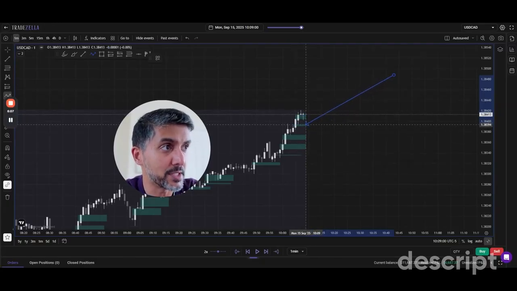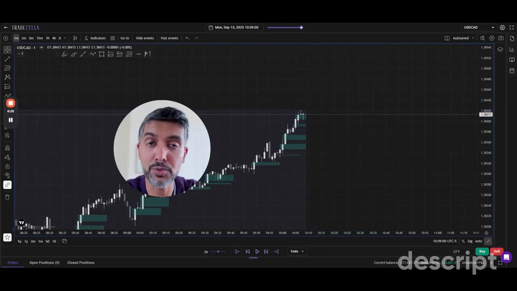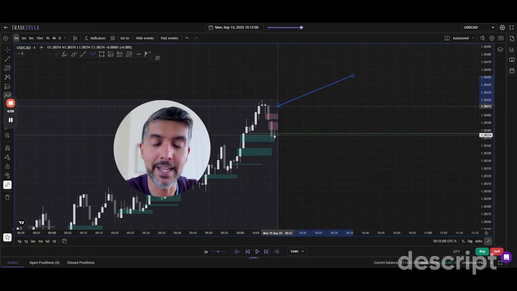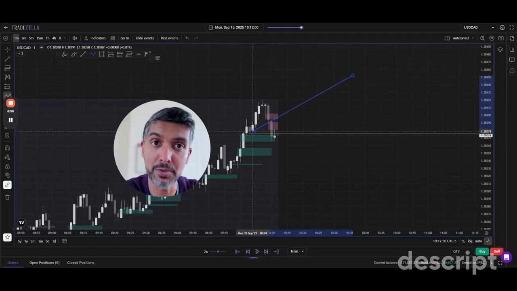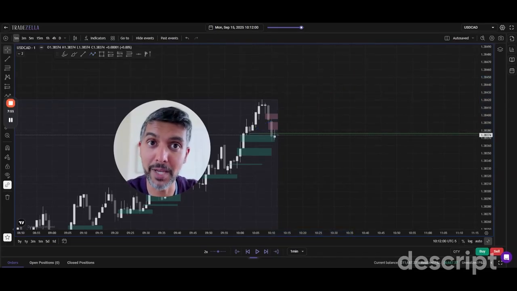This displacement is proof that there is demand sitting at this level. If sellers are truly in control, that demand zone should not hold. And we get exactly that, an aggressive displacement to the downside, which closes below the demand zone we had identified. Demand has been overrun. That's confirmation for me on an order flow shift. And now it's all about execution.